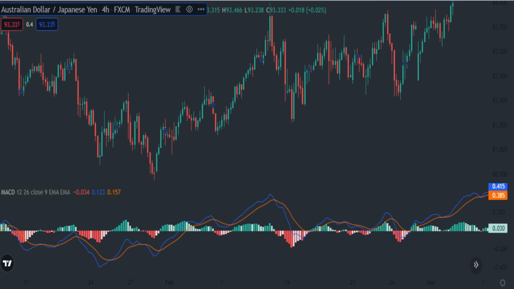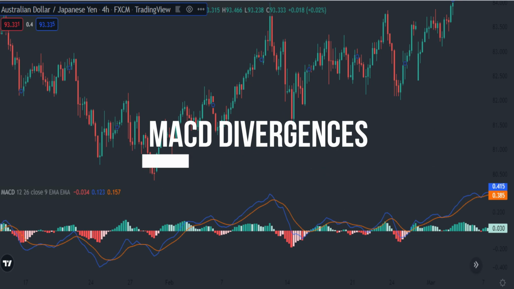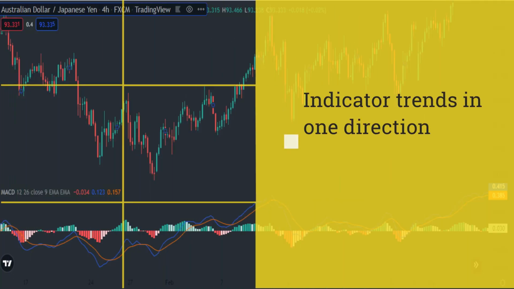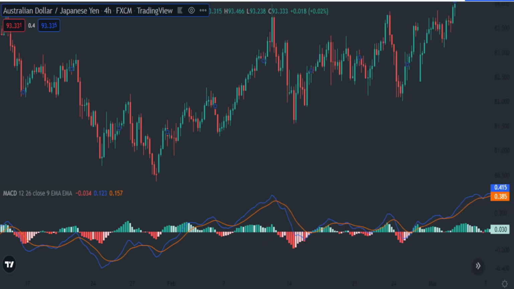The most popular use of MACD is MACD divergence. A divergence occurs when the trend of the price does not agree with that of the indicator. In simple words, an indicator trends in one direction, while the price goes in another direction. MACD divergence tends to indicate a reversal in the current state of the market. Bullish divergence occurs when the price is making lower swing lows, while the indicator is making higher lows. This indicates that the selling momentum is slowing, and the downtrend is more susceptible to a reversal.